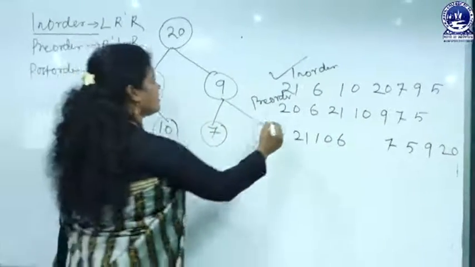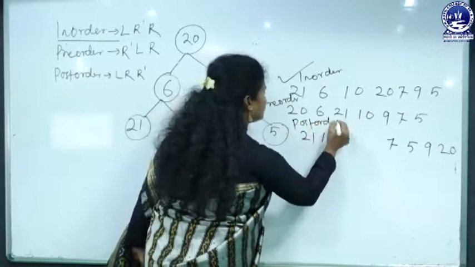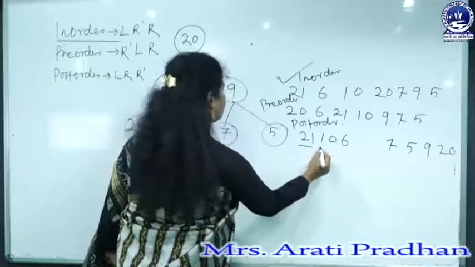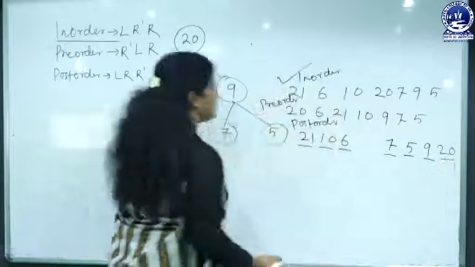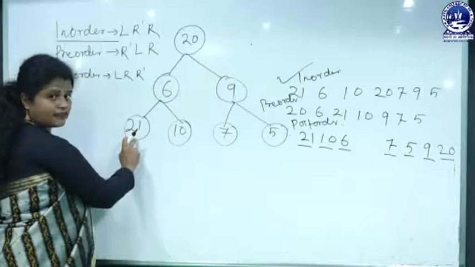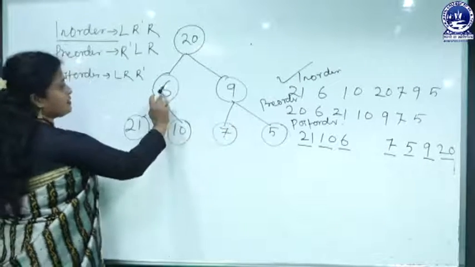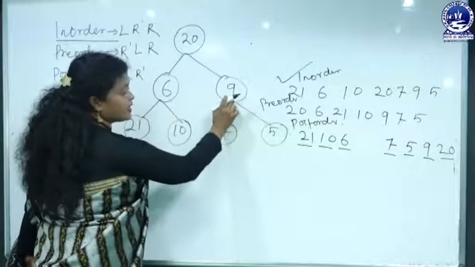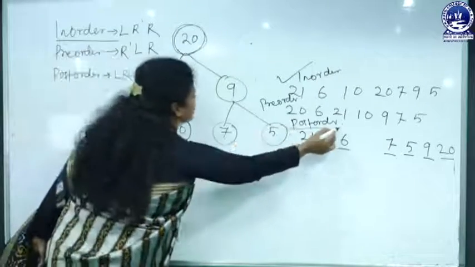In this way, this is about in-order traversal, this is about pre-order traversal, this is about post-order traversal. In case of post-order traversal, the output will be 21, then 10, then 6, then 7, then 5, then 9, then 20. Let me explain the post-order traversal once again. 21 left, this one is right, this one is root: 21, 10 and 6. Then again we will come to the right part of this tree: 7, 5, 9, then 20. This is the final end point of the post-order traversal.